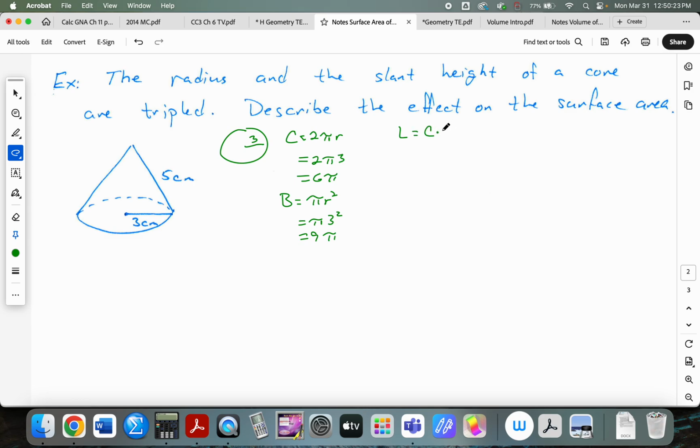Lateral area is circumference times the slant height, but it's only half, again, because this is like a triangle. So that's half of 6 pi times 5. It's 15 pi square centimeters. And then the surface area is the lateral area plus, we've only got one base. So it's 15 pi plus 9 pi is 24 pi square centimeters.